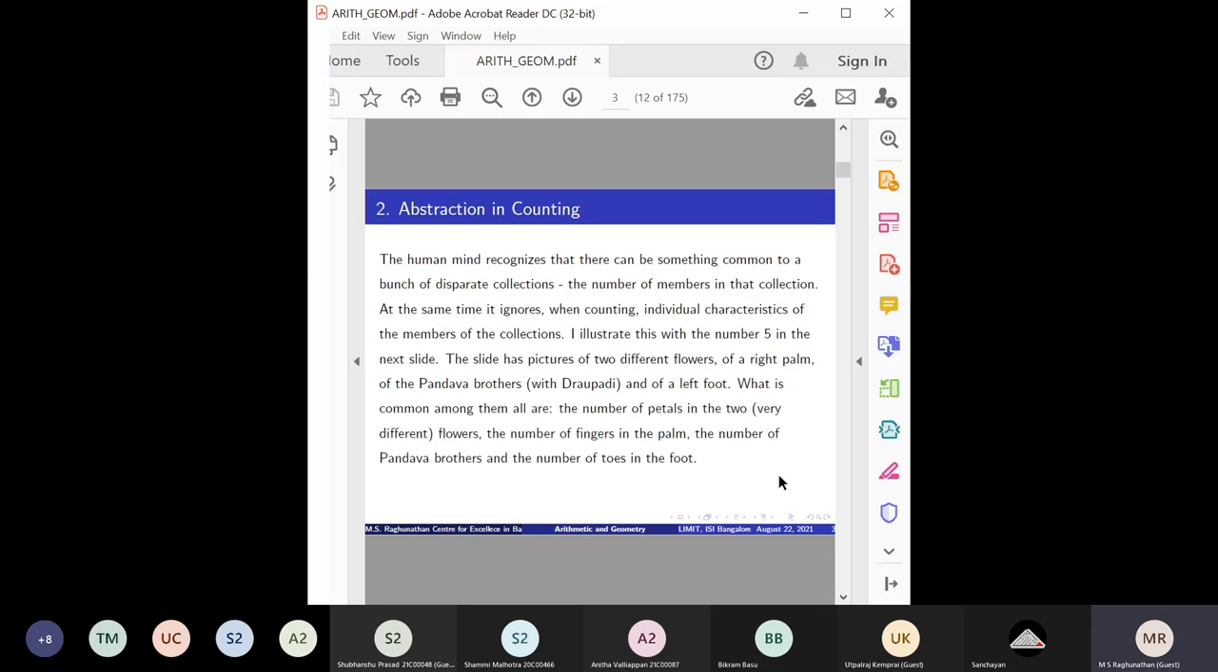What is common among them all is the number 5: the number of petals in the two very different flowers, the number of fingers in the palm, the number of Pandava brothers, and the number of toes in the foot. All these are in number 5, and that's what is common to all of them. And these collections are as disparate as they come. One collection has nothing to do with the other. Petals, what do they have to do with Pandava brothers, and so on.